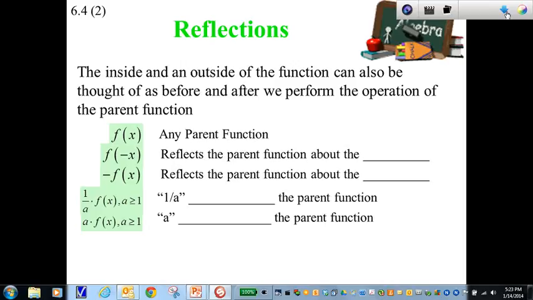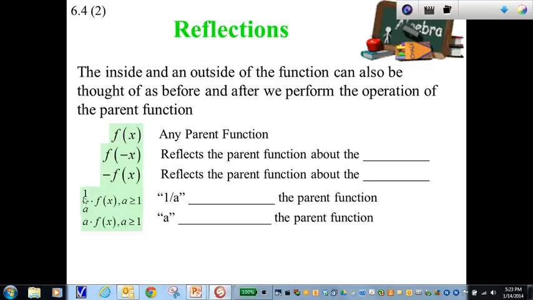Here you go. The inside and outside of a function can also be thought of as before and after we perform the operation of the parent function. So if f of x is any parent function, remember it could be anything on worksheet 1, f of negative x reflects the parent function about the blank. Negative f of x reflects the parent function about the blank.